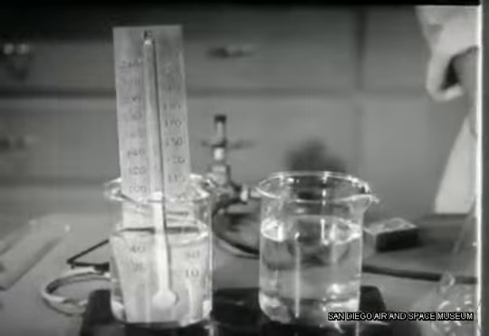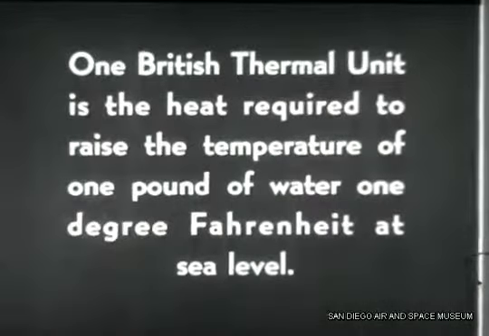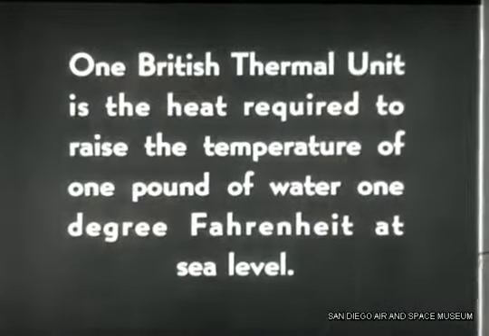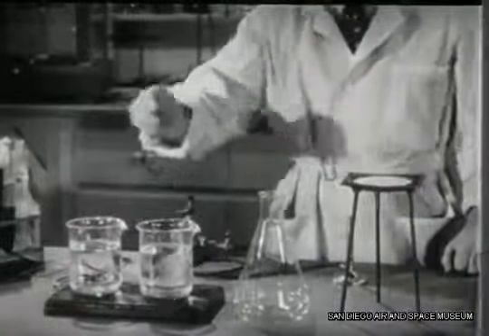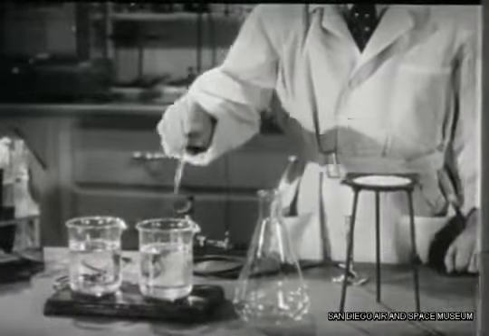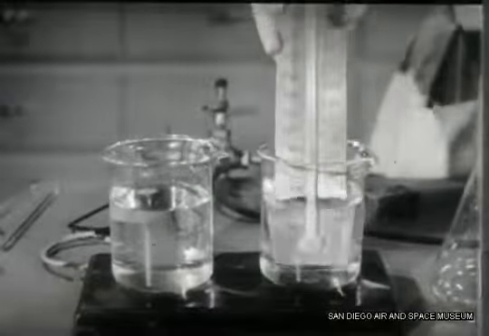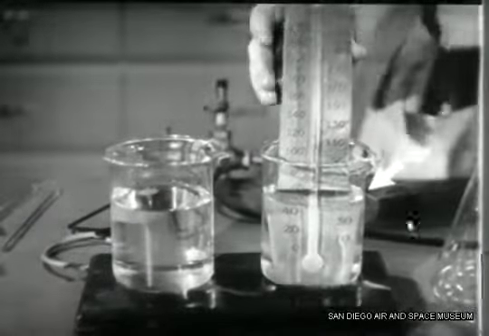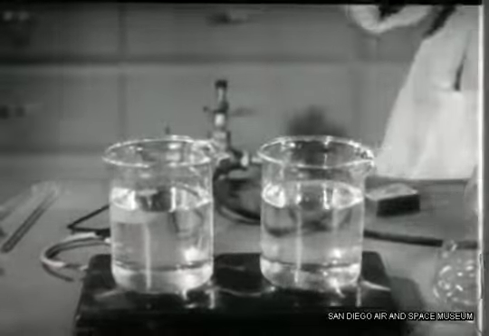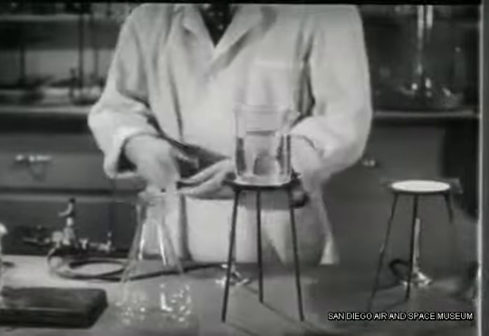Each beaker of water has absorbed 1 BTU. So we see that 1 British thermal unit is the heat required to raise the temperature of 1 pound of water 1 degree Fahrenheit at sea level. The BTU is used to measure the amount of heat in any substance, solid, liquid, or gas. Of course, as the water cools to its original temperature, it gives up 1 BTU. Now, let's heat the water again, and this time we'll add enough heat, or BTUs, to make it boil.